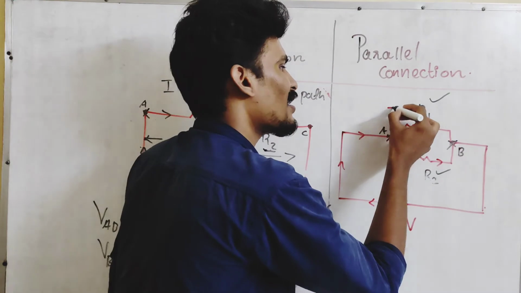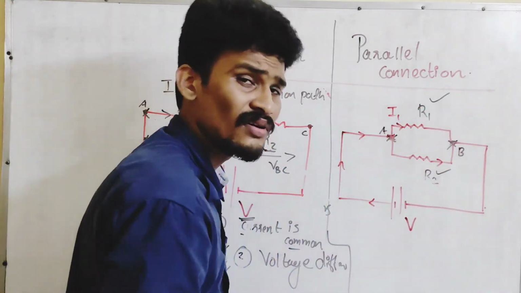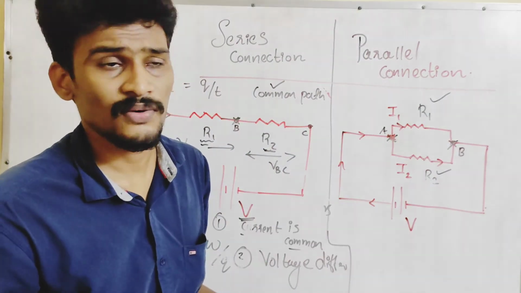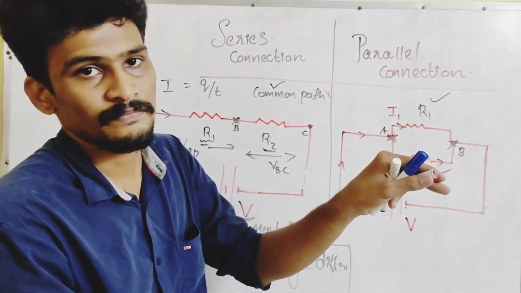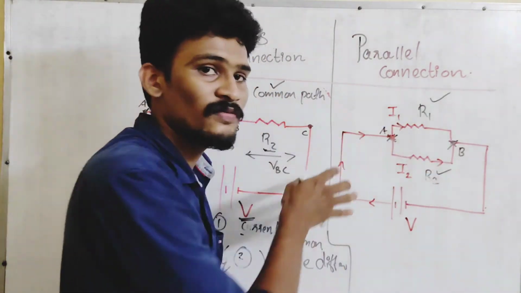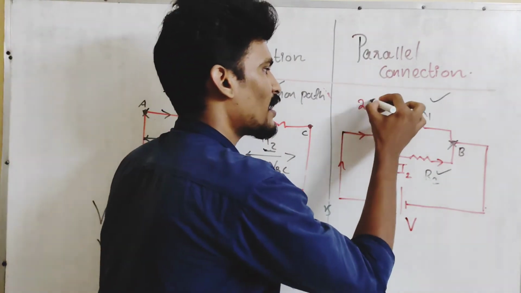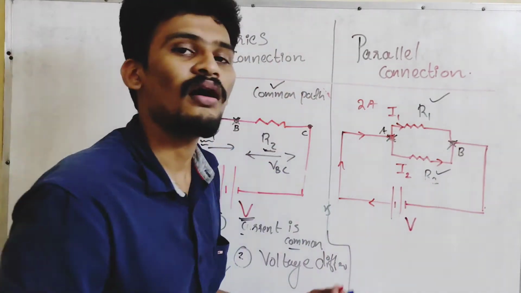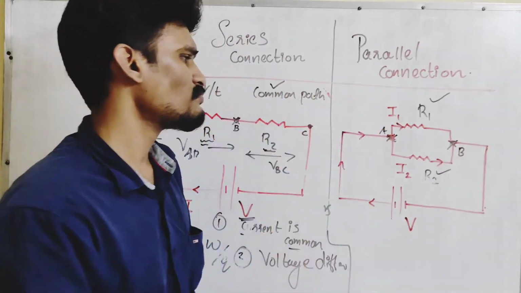So I can say that the current flowing in the R1 resistor is I1 and in the R2 resistor is what? I2. I don't know whether I1 and I2 are the same or not. Anyway, the current will split. For example, if 5 amperes of current were flowing to the junction, 2 amperes actually flow through R1. Definitely 3 amperes will be flowing through R2. That's as simple as it is.